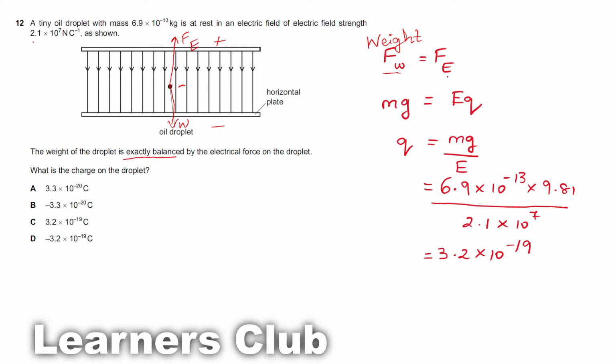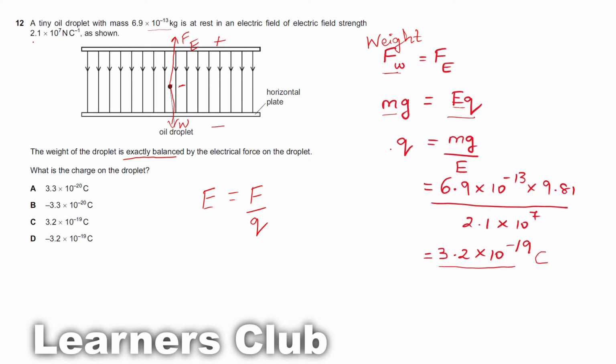It is force due to the electric field, which is, as you know, electric field strength is equal to force per unit charge. So force is equal to EQ. The mass is given as 6.9 × 10^-13 for the oil drop. g is 9.81. Then to get the value of charge, you have to divide it by the electric field strength, which is already given as 2.1 × 10^7. Once we simplify, the charge becomes 3.2 × 10^-19 coulomb.